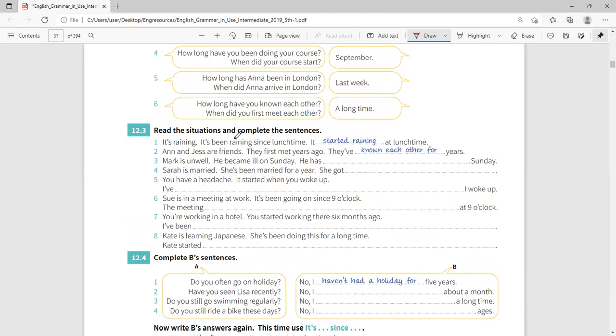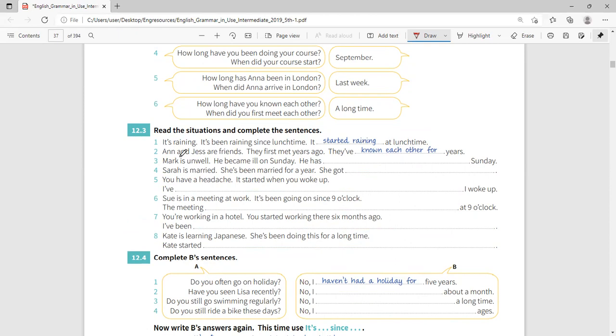So let's now look at the homework. This is your homework. Read the situations and complete the sentences. It is raining. It has been raining since lunchtime. So you say it started raining at lunchtime. It started raining at lunchtime because it has been raining since, since is the start.